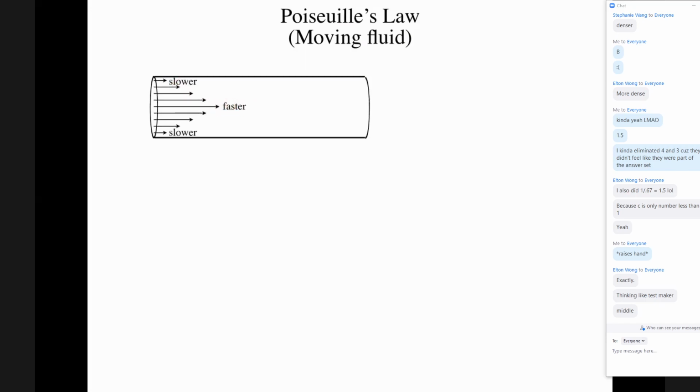Perfect. Fast in the middle, slow on the edges. You have a boundary layer, you have friction. Okay, seems reasonable. So is there a difference between saying the speed of the fluid and the volume flow rate? Are they actually two separate terms when they talk about it?